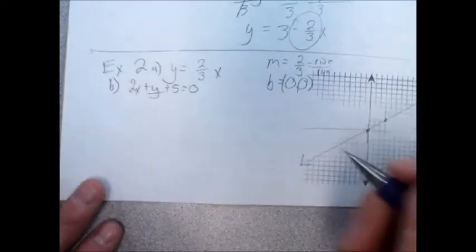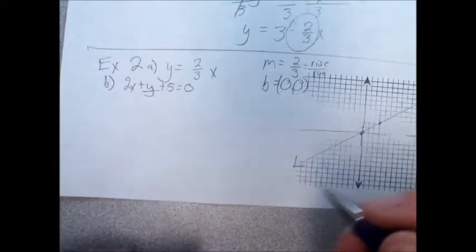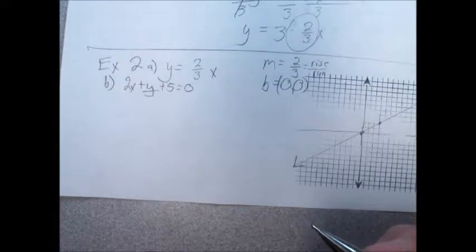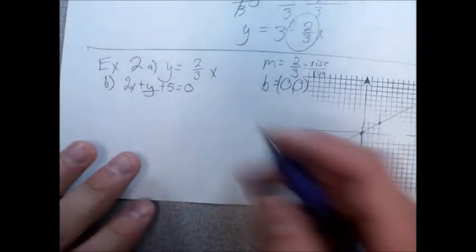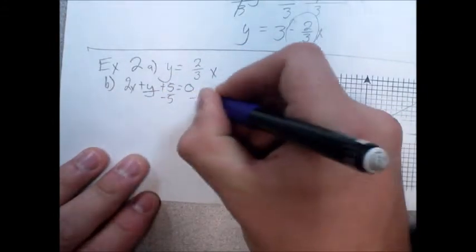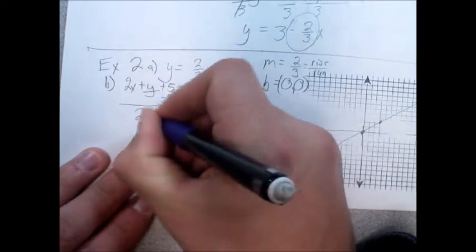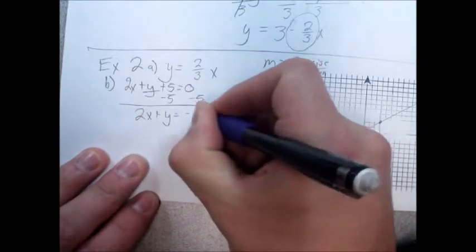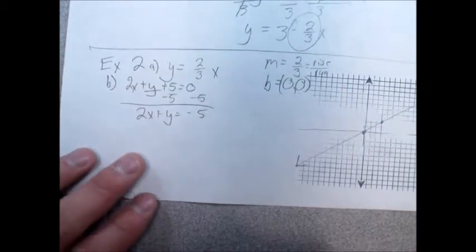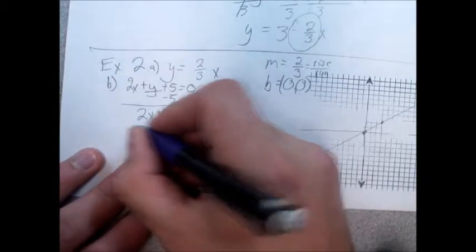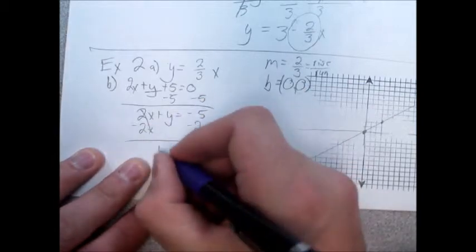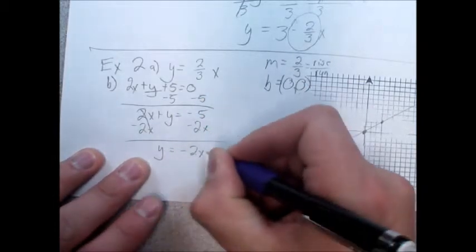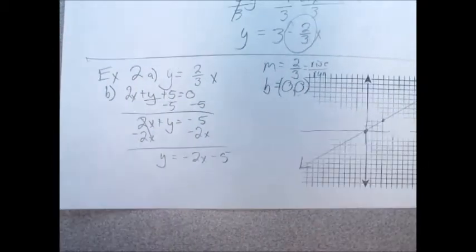So what do I need to do? Yes, I need to get y by itself. So what do I got to get rid of? I can subtract the 5, good. I subtract 5 from both sides, I get 2x plus y equals negative 5. Subtract 2x from both sides. Now I have y equals negative 2x minus 5. So I'm in slope-intercept form now.